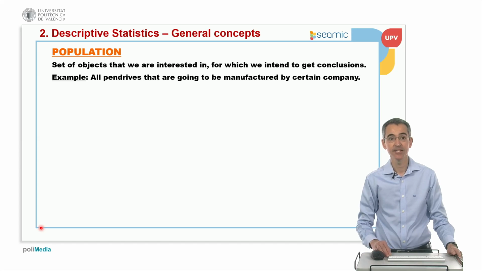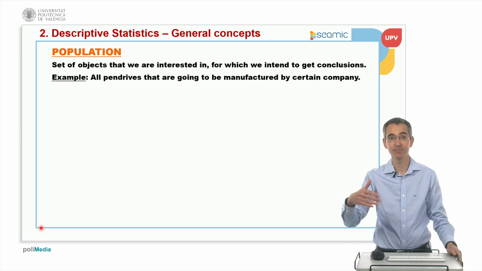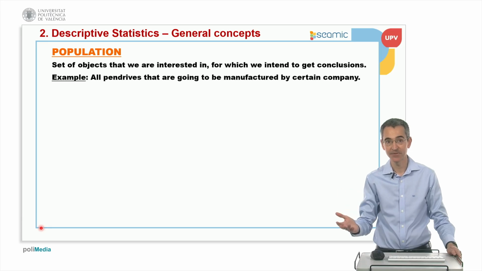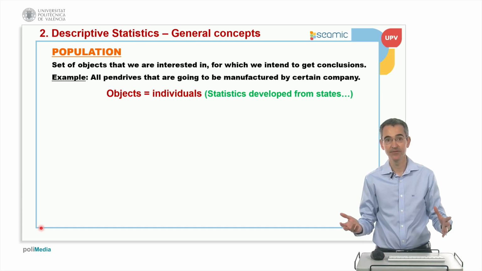The issue is that usually the population is rather large. For example, if we are in a company that manufactures pen drives, we will say that the population is the set of all pen drives that are going to be manufactured by the company. So we talk about objects, also called individuals.